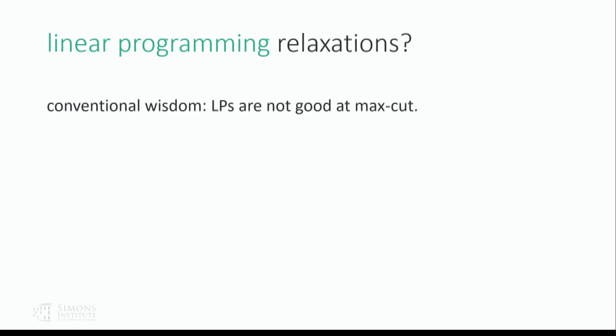So the conventional wisdom is essentially that LPs are not very good at max cut, right? So when you teach undergrads or beginning grad students about linear programming, you show them some nice examples where linear programming works really well, and then you say, okay, now try to write down a relaxation for max cut. Haha, you can't do it, they all have factors of 2. Okay, this is definitely how I was taught about linear programming anyway. But actually, beyond just this exercise that you give to undergrads, there's a good reason for this.